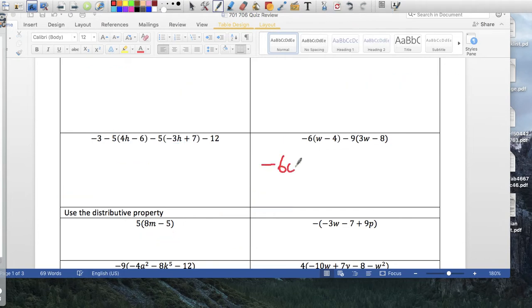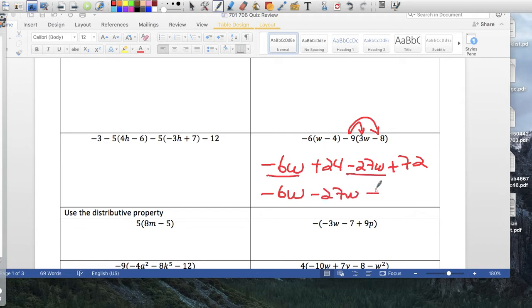Negative 6w, negative and negative is positive, 24. Negative 9 and 3w is negative 27w. Negative times a negative is plus 72. Like terms next to each other: this guy and this guy. The plus 24 is going to come out to the end. It's plus 72.